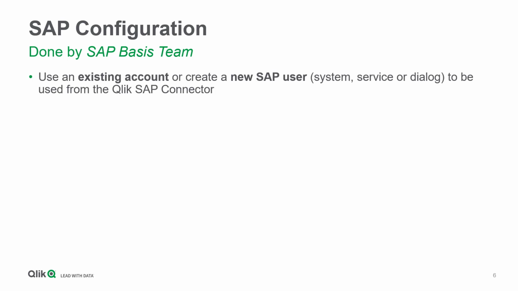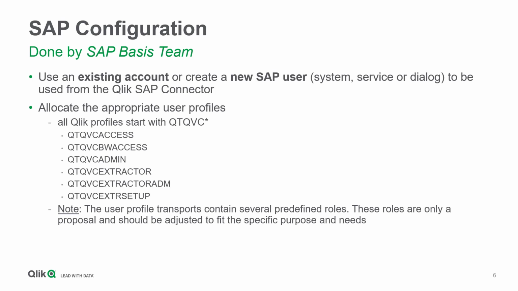Third step, SAP configuration. In order to use our SAP connectivity, SAP user credentials with the appropriate SAP permissions are required. Our user profile transports provide different predefined user roles, which could be assigned to a new or existing SAP user, where it doesn't matter if you choose user type system, service, or dialog. All these roles start with QTQVC. So it is up to your choice. Respectively, it depends on your security guidelines and SAP roles concept if you apply our standard roles or adjust them to your specific needs.